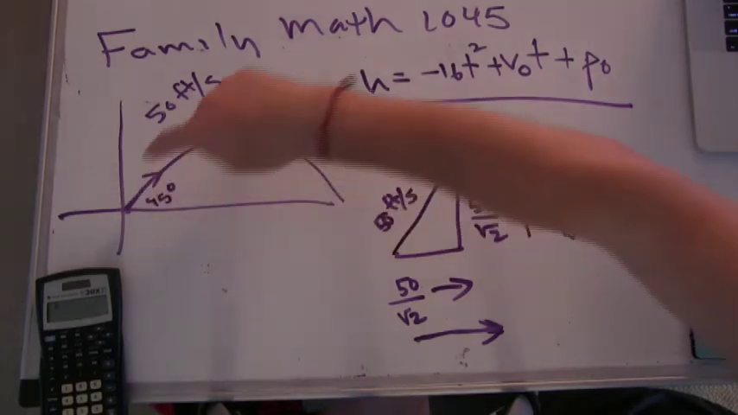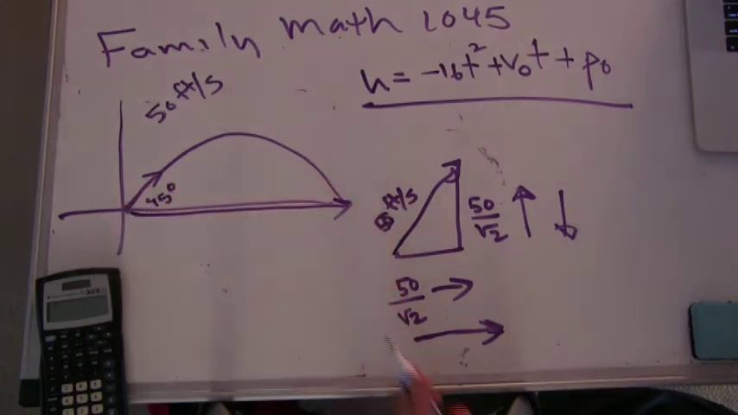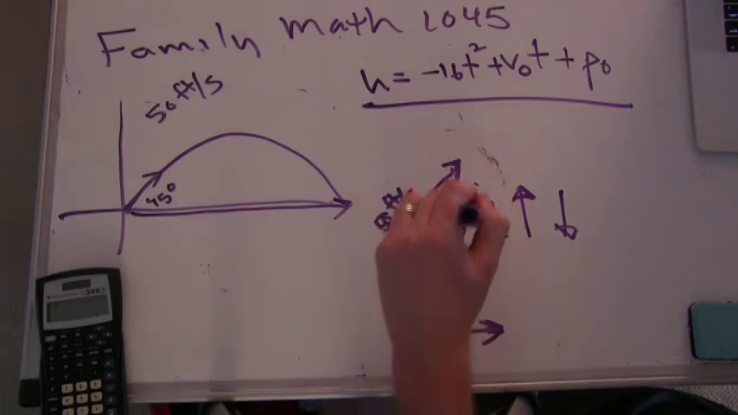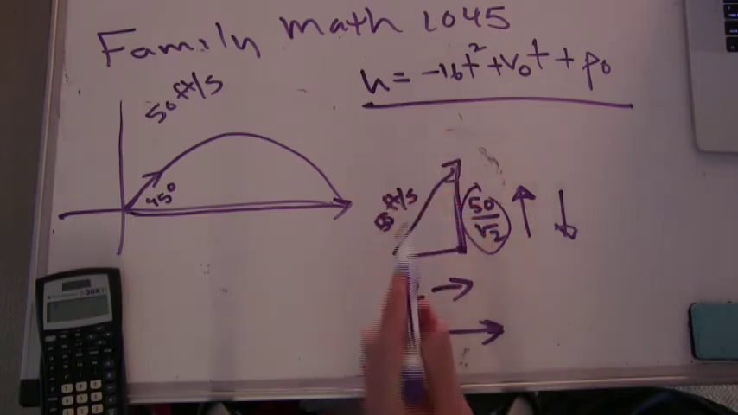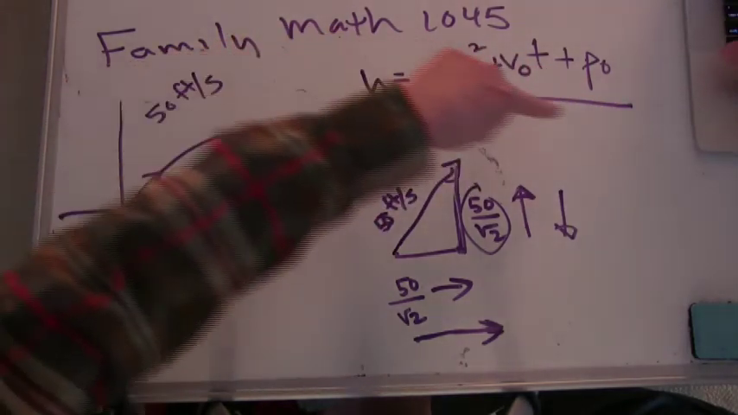We're right on the ground, and we're gonna try to figure out how far does this thing go. So the first thing we have to figure out is it's as if we're throwing something straight up in the air with this speed of 50 over root 2, and then having it come back and land. So what equation are we gonna need to solve to find out what that time is? That's going to be related to this equation up here.